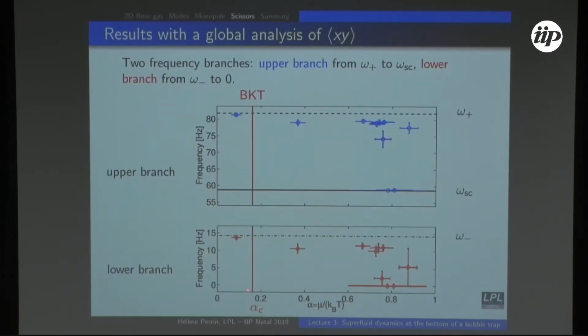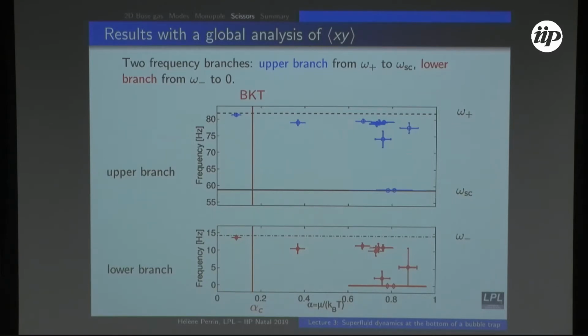So now it's plotted as a function of the reduced chemical potential. So it means very low reduced chemical potential, thermal gas, and large reduced chemical potential, condensed gas. When the chemical potential is very low, indeed, we observe the 2 omega minus and omega plus frequency, which correspond to the thermal gas. When alpha is very large, we observe just the scissors frequency, and here, when it is 0, it means that there is just 1 frequency, no other frequency, in fact.